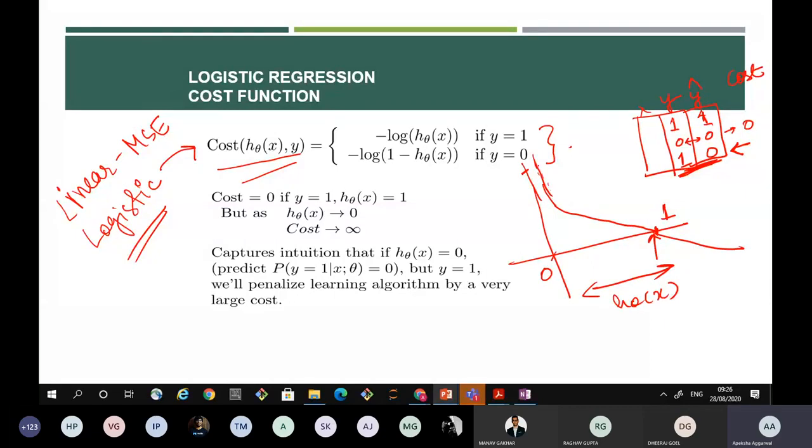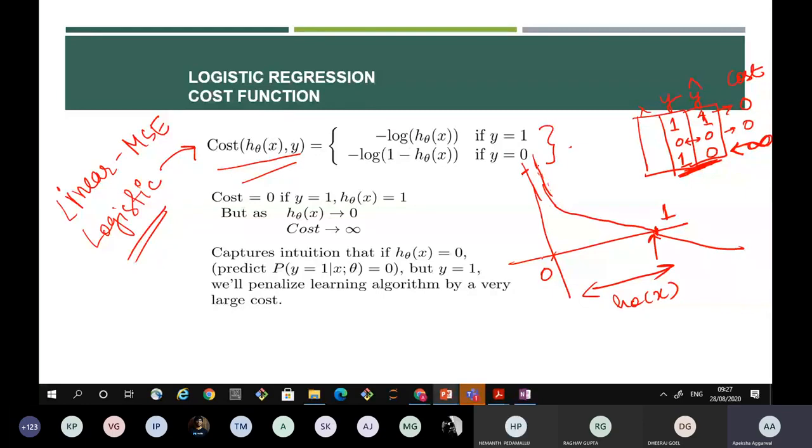And if you are predicting 1 for your training sample and the required output is 1, in that case also the cost is 0. But when you are predicting exactly the opposite, in that case the cost is infinity. So this function is designed like this, because it is using a minus log function. So this is the definition of the minus log function over here.